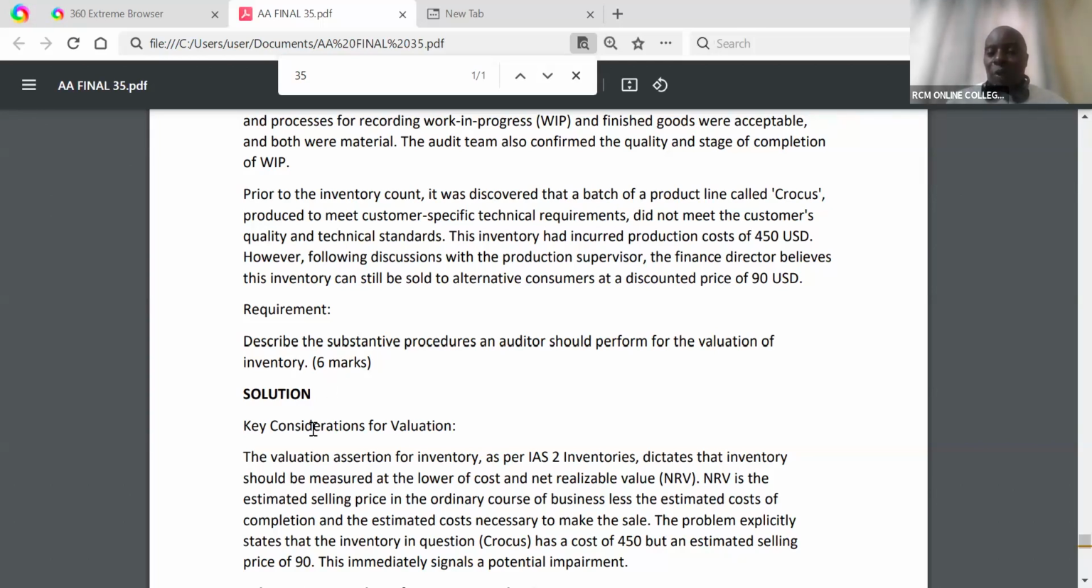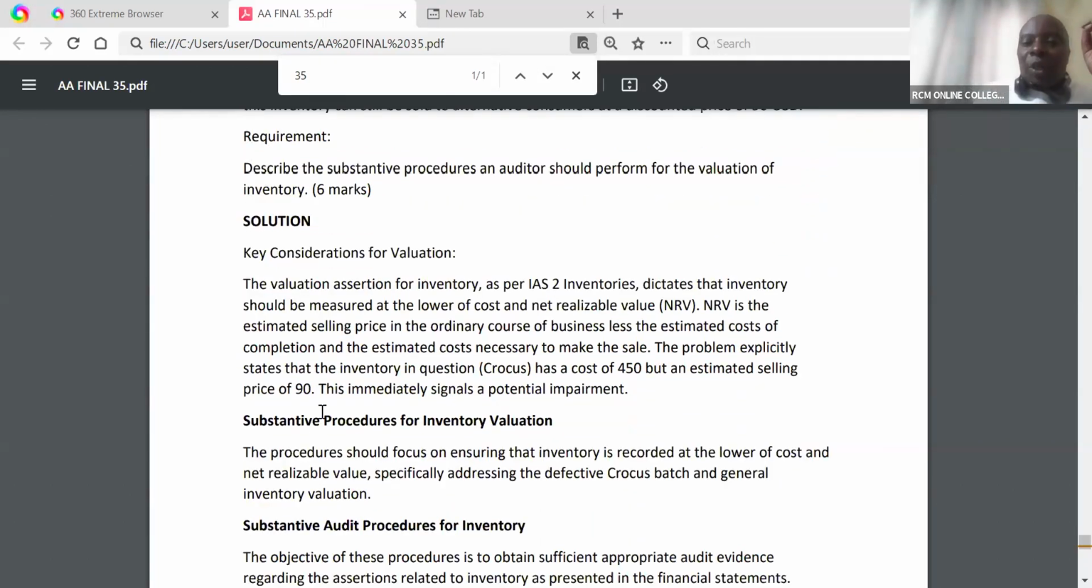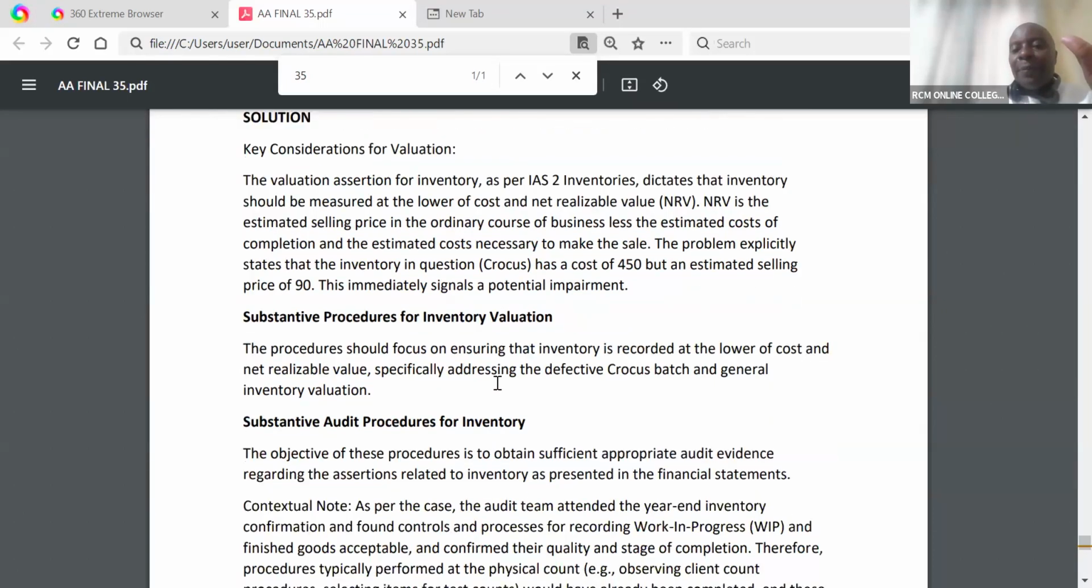So, key considerations for valuation, I'm reading the solution. The valuation assertion for inventory as per IAS 2 Inventories dictates that inventory should be measured at the lower of cost and net realizable value. Net realizable value is the estimated selling price in the ordinary course of business, less the estimated cost of completion and the estimated cost necessary to make the sale. The problem explicitly states that the inventory in question, crocus, has a cost of 450, but an estimated selling price of 90. This immediately signals a potential impairment.